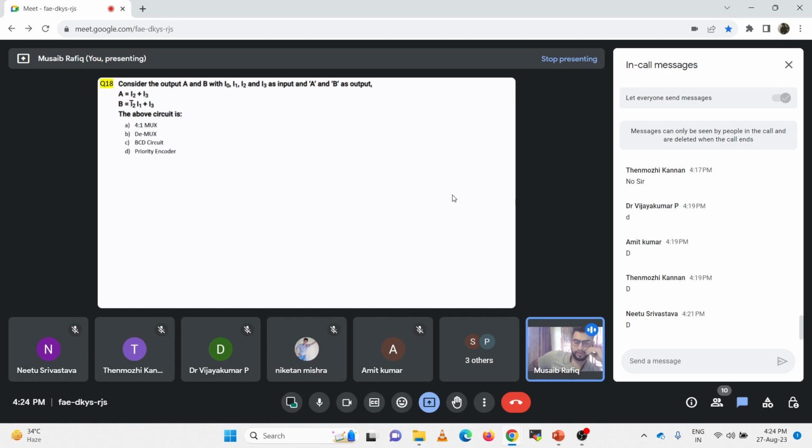Let me just repeat the question again. Consider I0, I1, I2 and I3 as inputs and A and B as outputs. Output A is given by I2 plus I3, output B is given by I2 bar I1 plus I3. You need to tell what the above circuit is. The options are 4 is to 1 mux, demux, BCD circuit and a priority encoder.